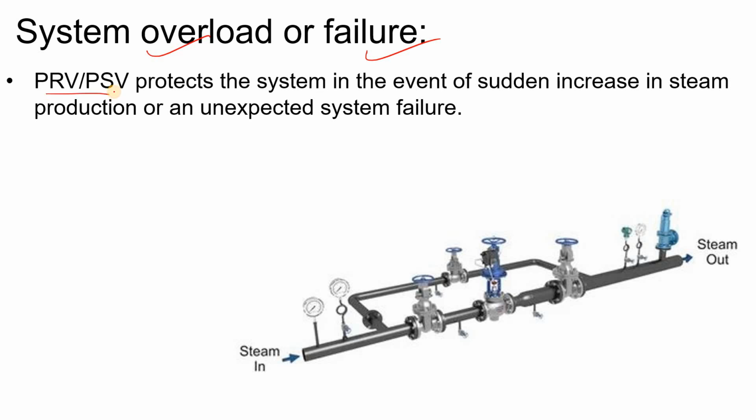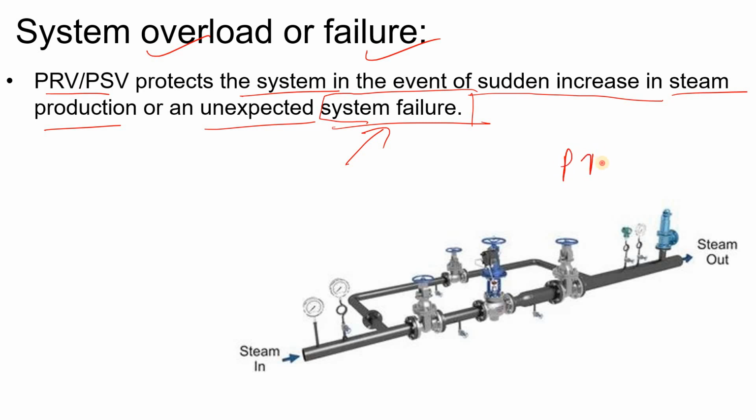So PSV and PRV protect the system in the event of a sudden increase in pressure production or an unexpected steam failure. Just assume that there is some unexpected system failure or a sudden increase in steam production, so it will simply increase the pressure or disturb the downstream section. So to protect your downstream section from over pressurization or from unexpected steam production, you provide the PSV and PRV in the steam line.